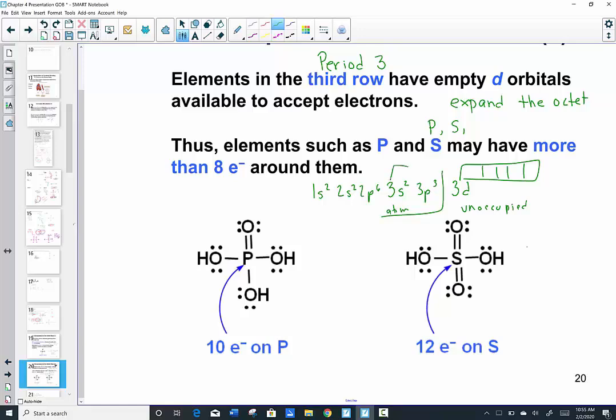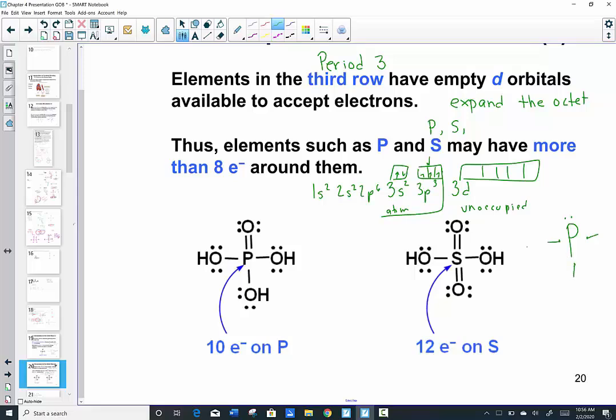Because here's this 2s, that's full. Here's the 3p3. I can see that there's 3 electrons there. It only looks like there's 3 open spots for bonding. And that's verified when I draw the electron dot configuration for phosphorus. There's only 3 open spots for bonding.